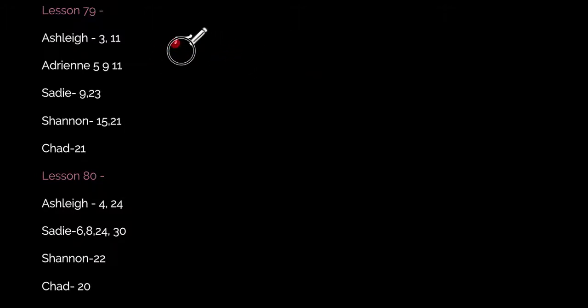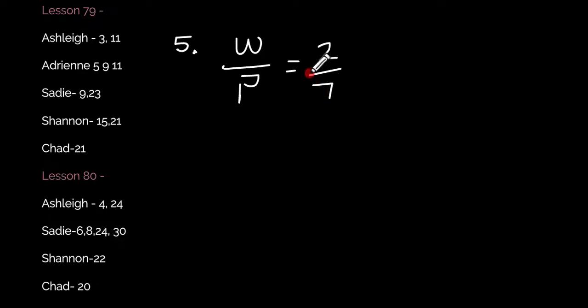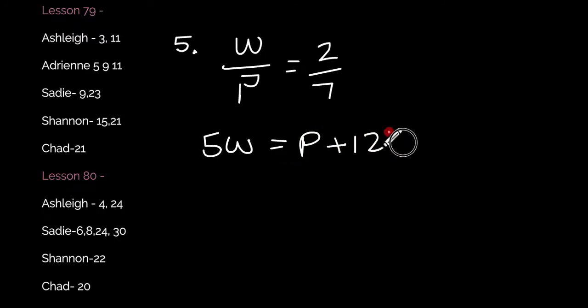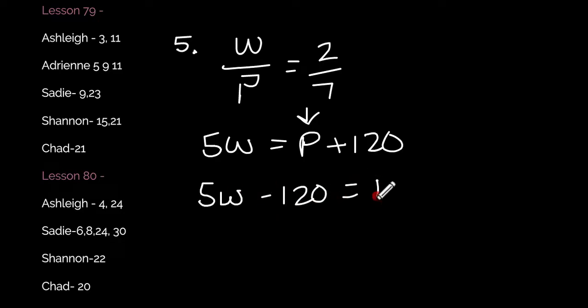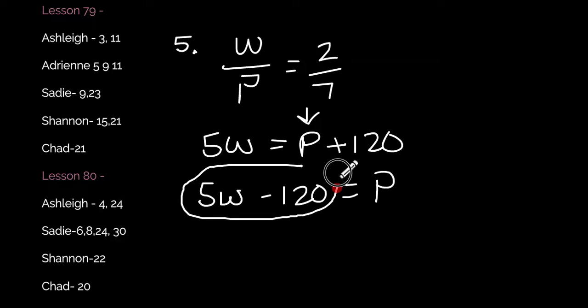So the ratio of swords to spears was 2 to 7. Then it said 5 times the number of swords equals the number of spears plus 120, so exceeded it by 120. Now we're just going to do a plug-in. We need to solve for one of the variables and substitute. I'm going to solve for P because it seems easiest. So 5W minus 120 equals P. Then I'm going to take this, because that's what P is equal to, and put it into the other equation.